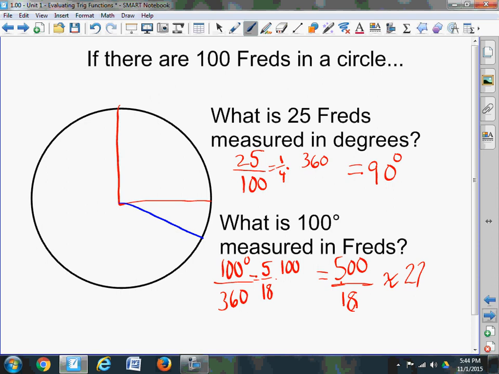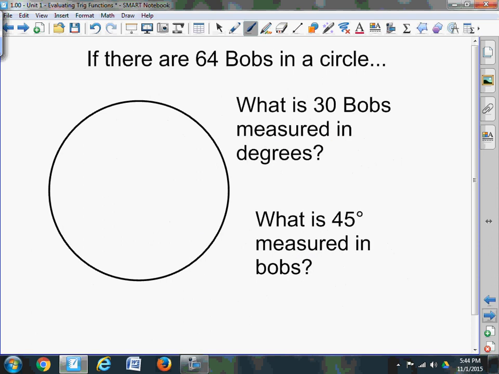I made that mistake earlier, putting 25 there instead of 100, but all right, so you can see I can convert between Freds and degrees just by proportional reasoning. Same thing if I had Bobs, right? What is 30 Bobs? Well, 64 Bobs is a full circle, so 32 Bobs would be half, so maybe 30 Bobs is something like this. So in degrees, expecting something close to 180 degrees.